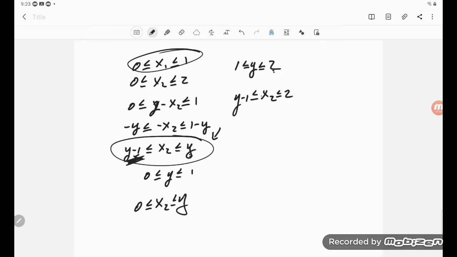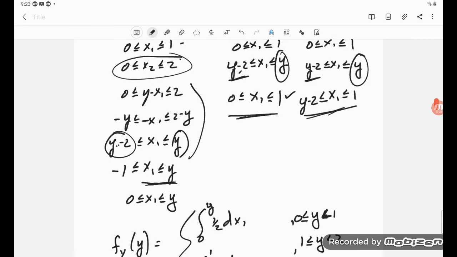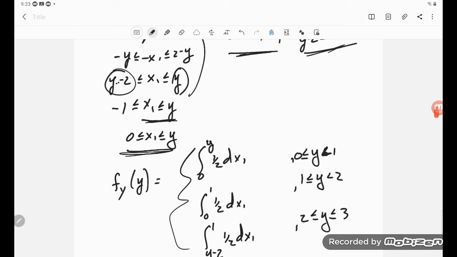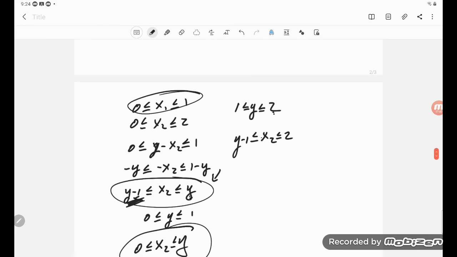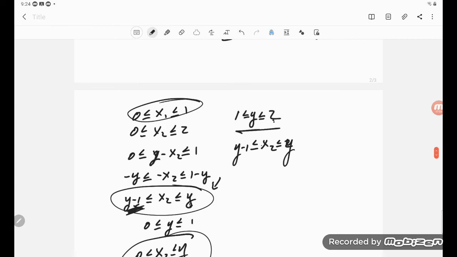And so here we have the same bounds as we did back here. Where was it? Right there. It was 0 to y for y between 0 and 1. But now, we had 0 to 1 for x1. Now, when we have x2 for that middle part, we now have bounds of y minus 1 is less than or equal to x2 is less than or equal to y. Okay, so that matches the textbook.